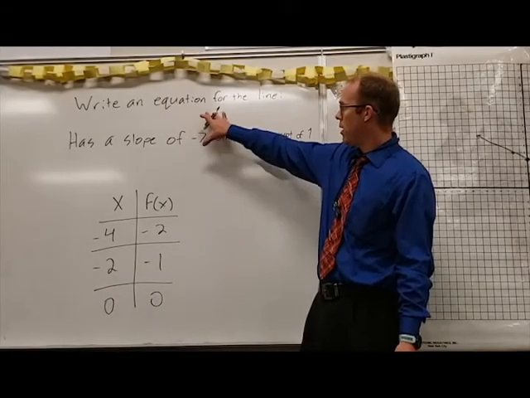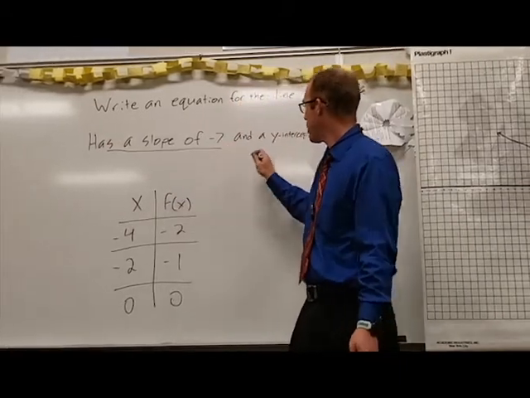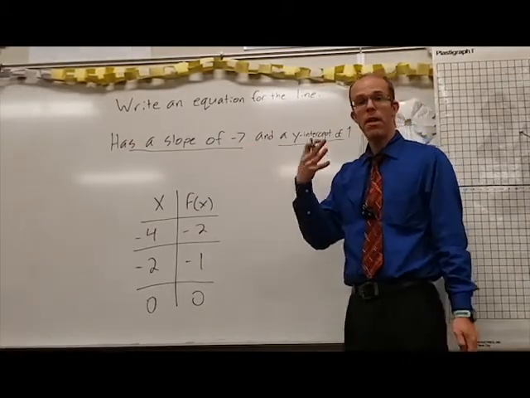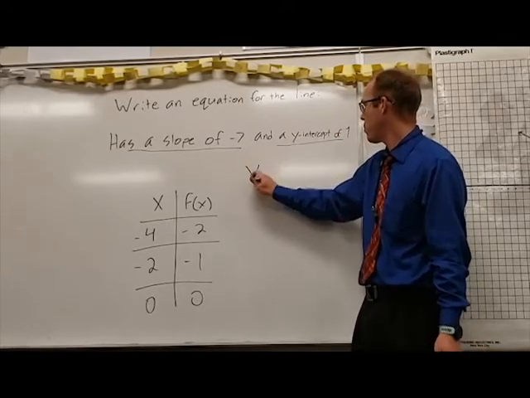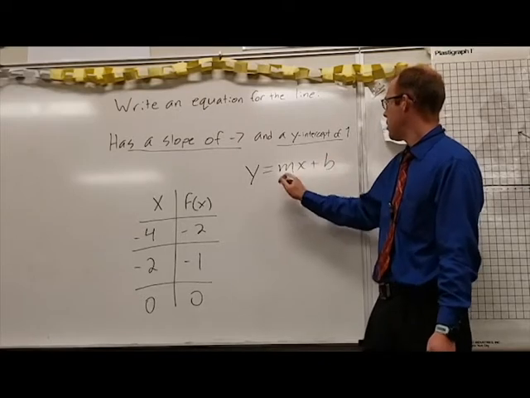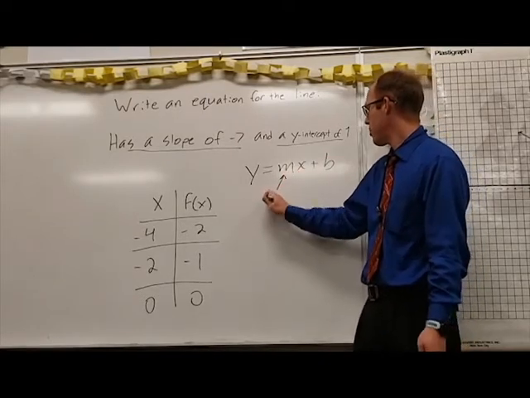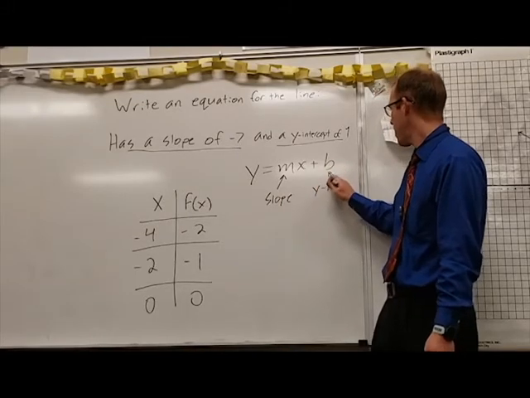Today we're going to be writing equations for lines. This line has a slope of -7 and a y-intercept of 1. That information goes wonderfully with our slope-intercept form of the line, y equals mx plus b. You might recall from our last lesson that m is our slope and b is our y-intercept.